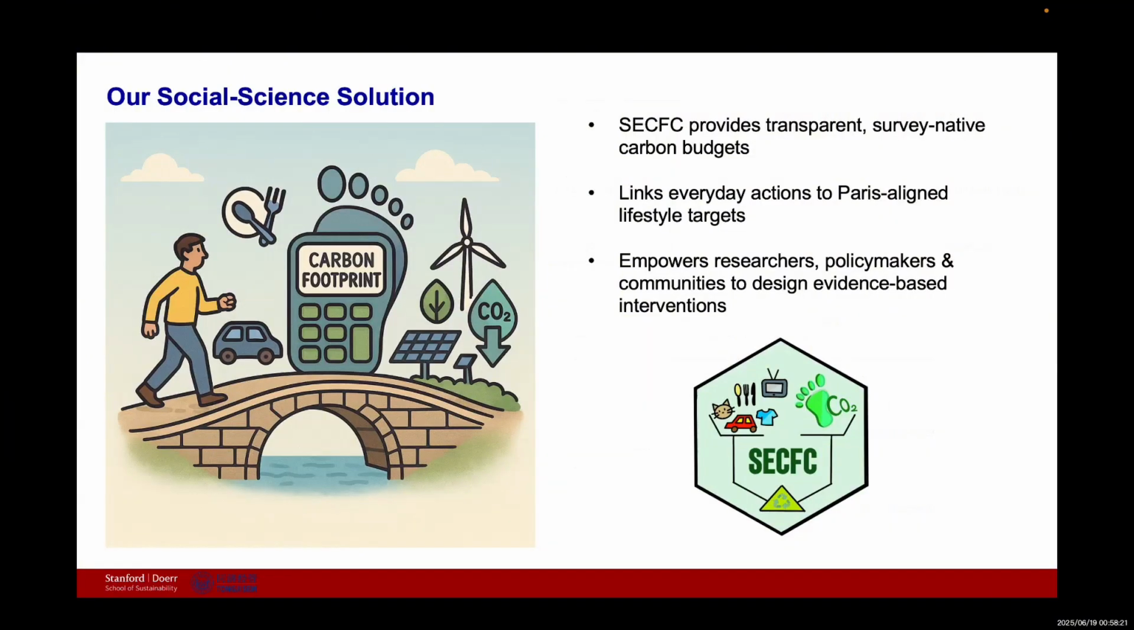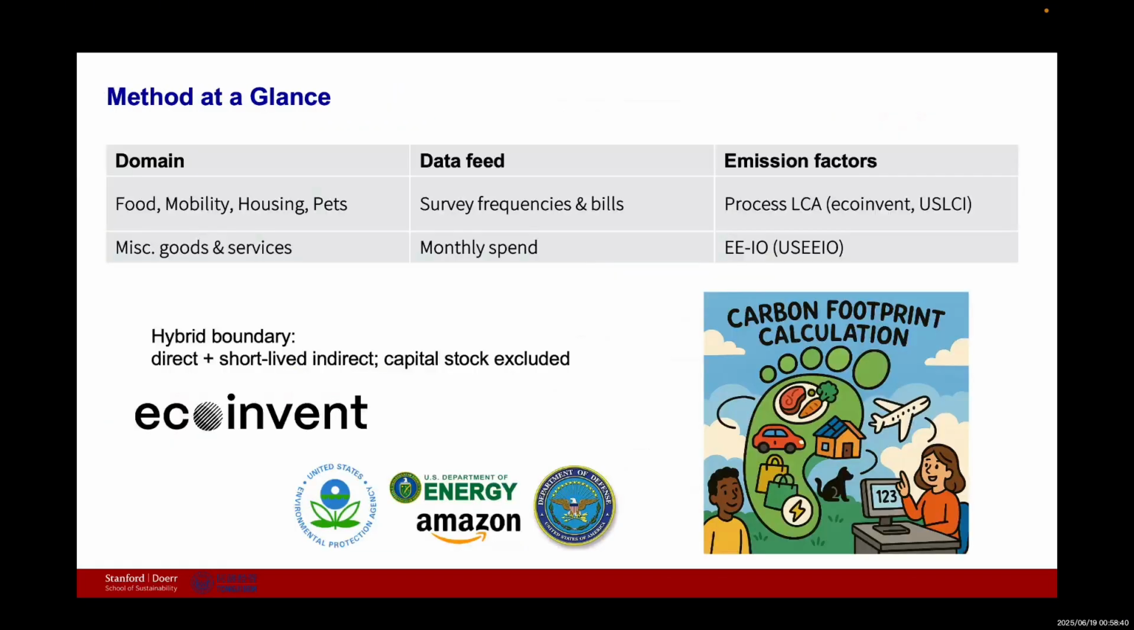Our social science solution is to build a transparent, survey-embedded package to measure carbon footprint at the individual and household level. It will empower researchers, policymakers, and the community to design evidence-based interventions and to monitor progress. So here is our methodology.